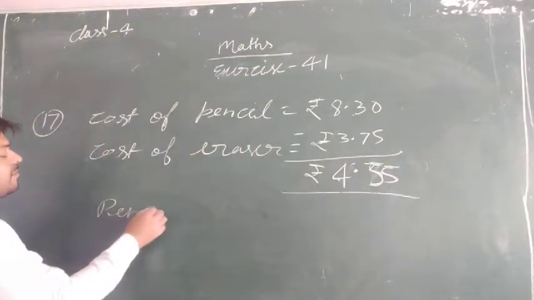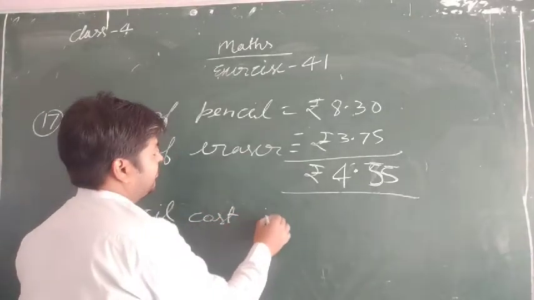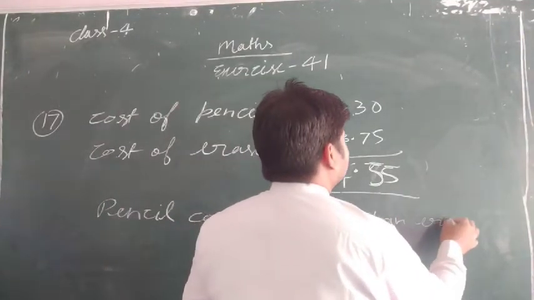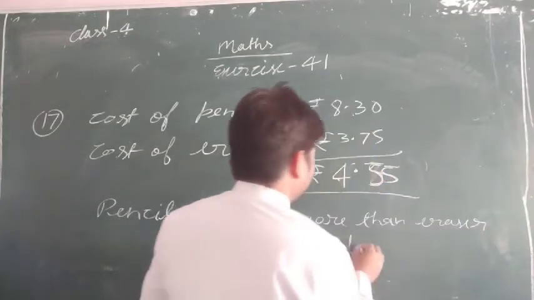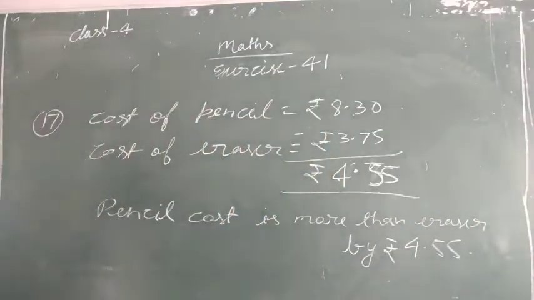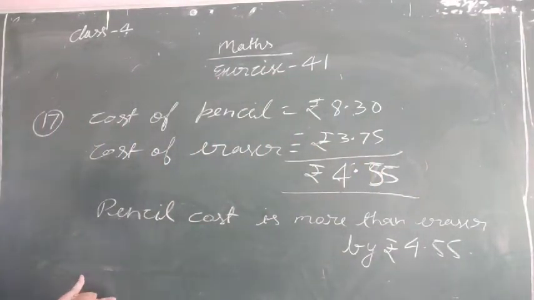So the pencil cost is more than the eraser by rupees 4.55. Okay. So like this you can solve this. Okay.